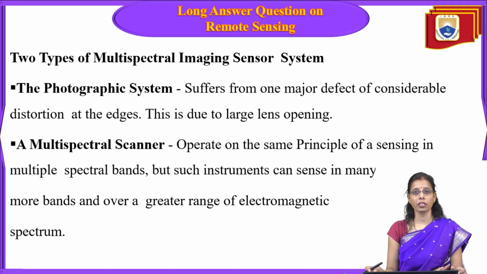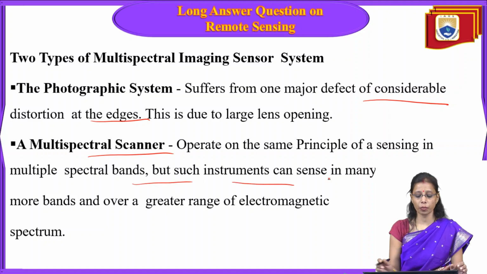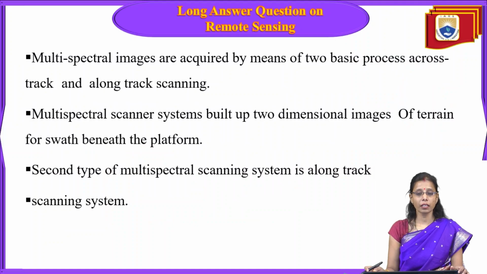So what is a photographic system? It suffers from one major defect, considerable distortion at the edges, and this is due to the large lens opening. The multispectral scanner operates on the same principle of sensing in multiple spectral bands, but such instruments can sense in many more bands and over a greater range of the electromagnetic spectrum. Now, multispectral images are acquired by means of two basic processes: across the track and along the track.